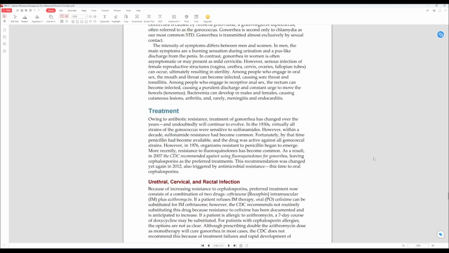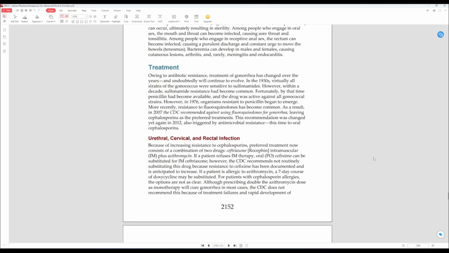So, its treatment. Owing to antibiotic resistance, treatment of gonorrhea has changed over the years, and undoubtedly will continue to evolve. In the 1930s, virtually all strains of gonococcus were sensitive to sulfonamides. However, within a decade, sulfonamide resistance had become common. Fortunately, by the time penicillin had become available, the drug was active against all gonococcal strains. Since 1976, organisms resistant to penicillin, however, started to emerge. More recently, resistance to fluoroquinolones has become common.